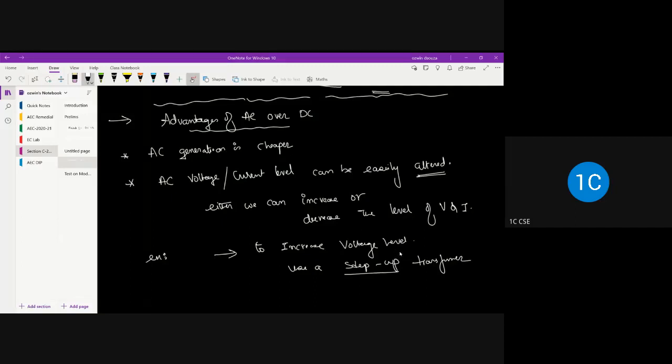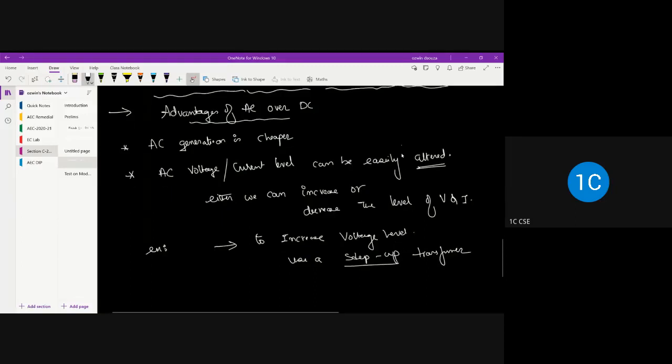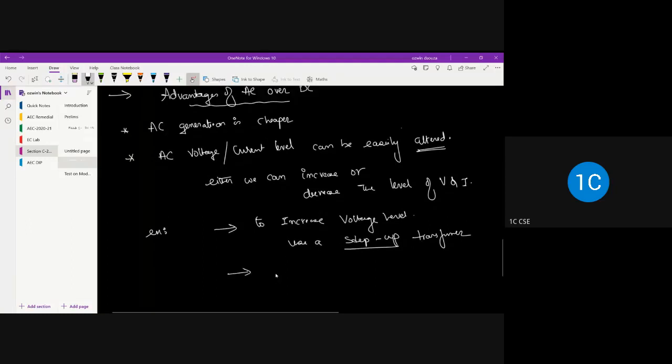If you want to decrease the voltage, what will you use? Step-down transformer. To decrease the voltage, you go for a step-down transformer. And transformer design is not complex. On the other hand, if you want to increase the magnitude of DC, or decrease the magnitude of DC, you cannot use a transformer.